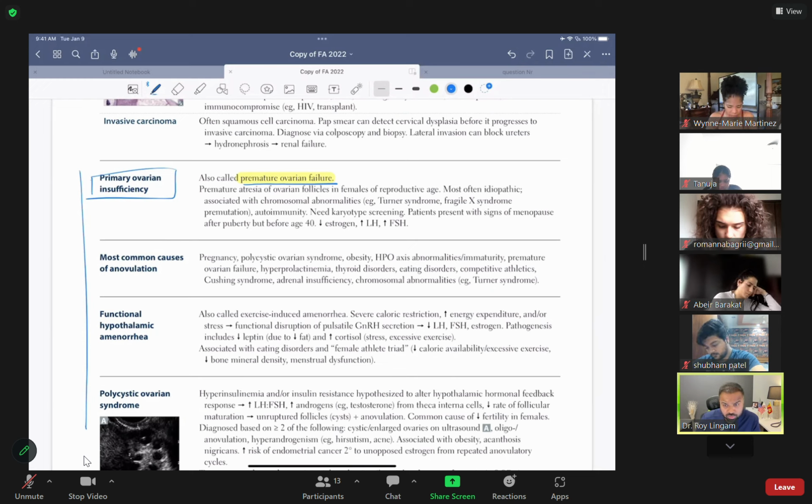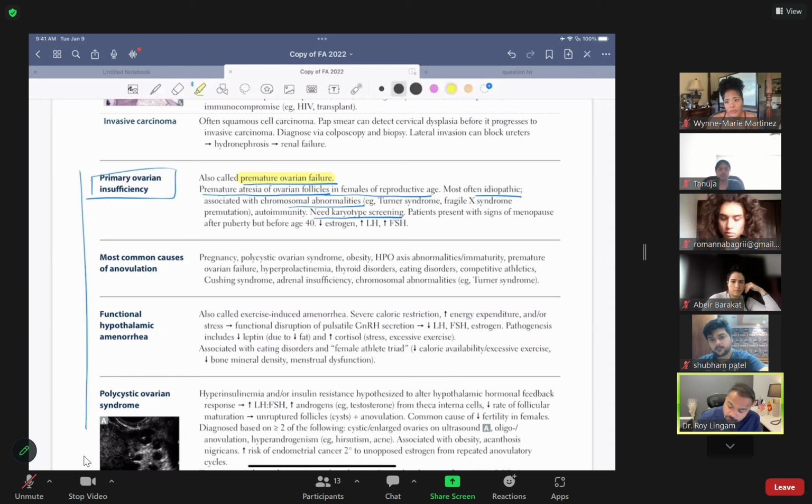That's simple. Now, we could see premature atresia of the ovarian follicles in females of reproductive age, most often idiopathic. We don't know what it is, possibly associated with some chromosomal abnormalities. The only thing we can do is a karyotype screening to find out if there is any. The best way to remember: the patient presents with signs of menopause after puberty, but before the age of 40. Does that make sense, folks?